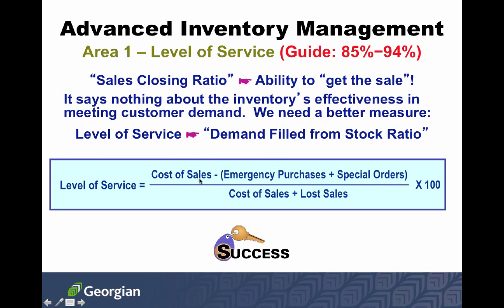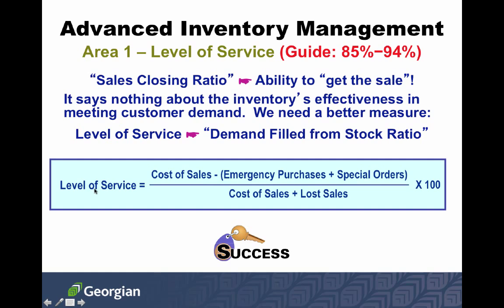a cost of sales minus, in other words, sales expressed at cost, minus the sum of emergency purchases plus special orders divided by cost of sales plus lost sales, which is total demand. It can be calculated using both dollars invested or parts pieces. Both are equally effective because this is more of a financial measure.